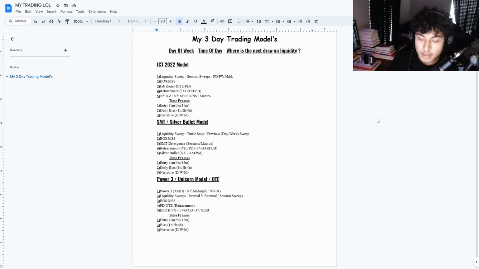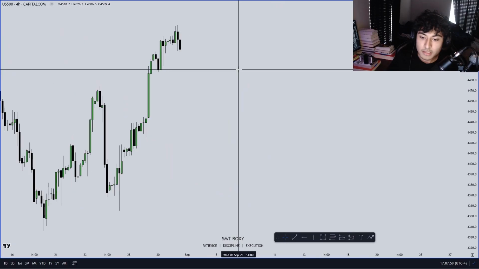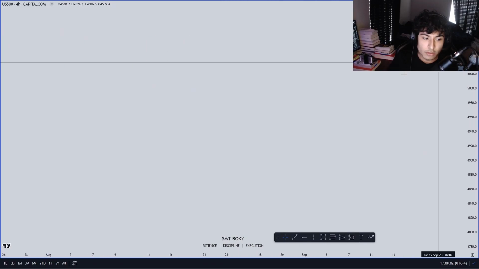Of course, they are just for a little more confirmation, and I have backtested them, and overall they are pretty good models, but the majority of the time you have to focus on day of week, time of day, and where the next draw on liquidity is. All right, so we're going to display first the 22 model. Everybody knows it's pretty simple.